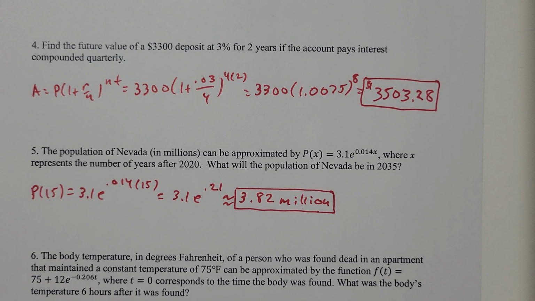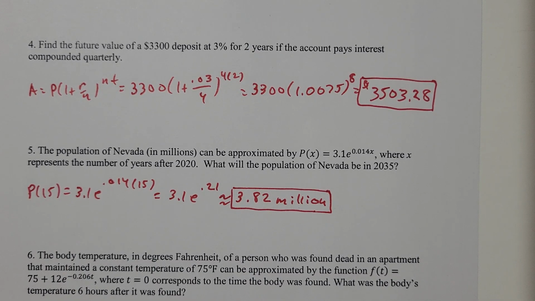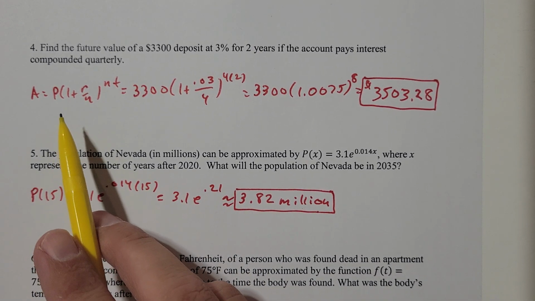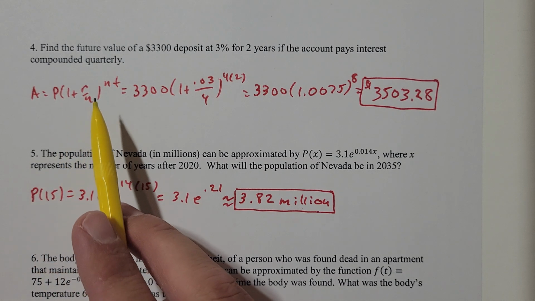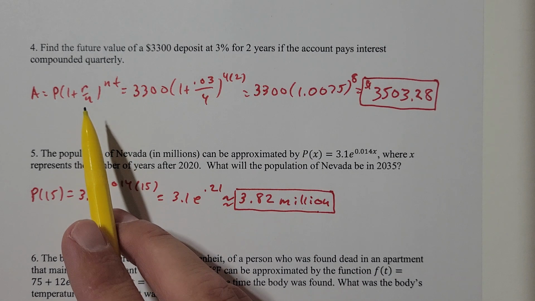Okay, so we'll get back to the notes here. In problem 4, we want to find the future value of a $3,300 deposit at 3% for 2 years if the account pays interest compounded quarterly. Okay, so here is the formula that we're going to be using. A equals P times 1 plus R over N to the NT power. And that's just the general formula for when you're compounding a finite number of times.